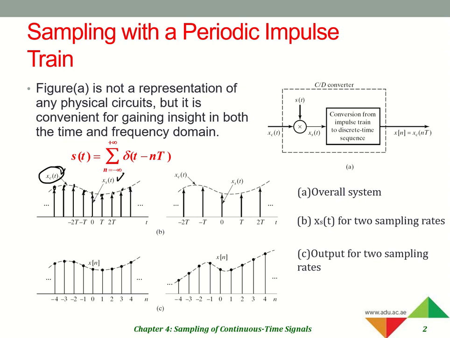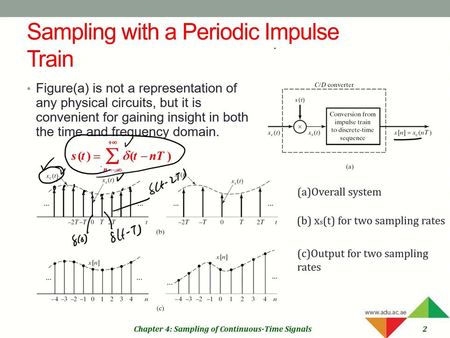So basically this is one impulse, this is another shifted impulse, this is another impulse, and so on. If you multiply this continuous time signal with an impulse train, we can get the function value at those impulse locations. And then if we finally integrate, we can get the discrete time signal.